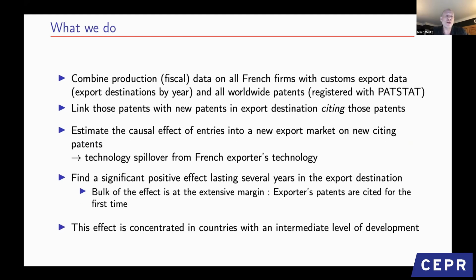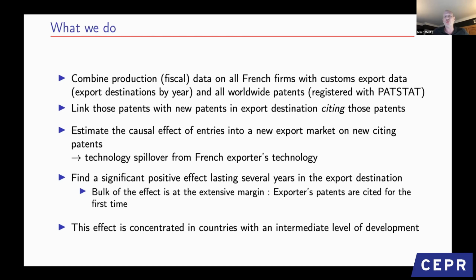So how do we do this? At the data level, I hinted at the type of data that we're going to use. We're going to combine production data on French firms with customs data, so we can see exactly where and when these French firms export. And then we're going to combine this, on the receiving end of this potential spillover through trade, with worldwide patents in all of these destinations during those same years. So we're going to link the patents of these French firms with new patents in this destination. These patents in the destinations we're going to call a spillover.